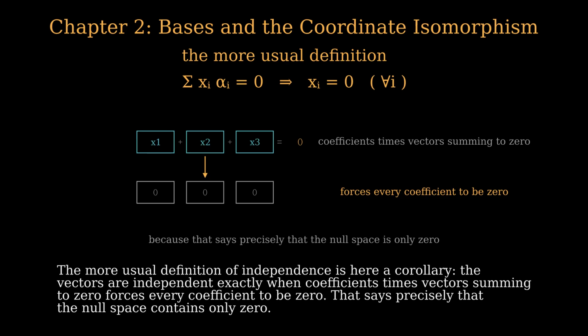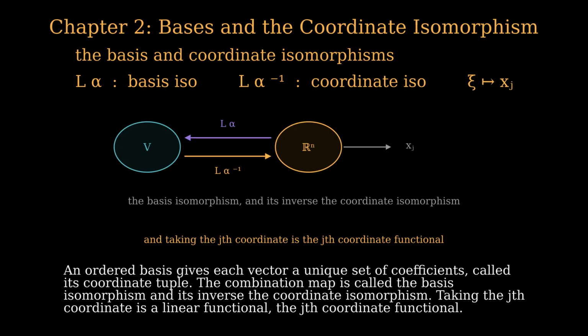The vectors are independent exactly when coefficients times vectors summing to 0 forces every coefficient to be 0. That says precisely that the null space contains only 0. An ordered basis gives each vector a unique set of coefficients, called its coordinate tuple. The combination map is called the basis isomorphism, and its inverse the coordinate isomorphism. Taking the jth coordinate is a linear functional, the jth coordinate functional.